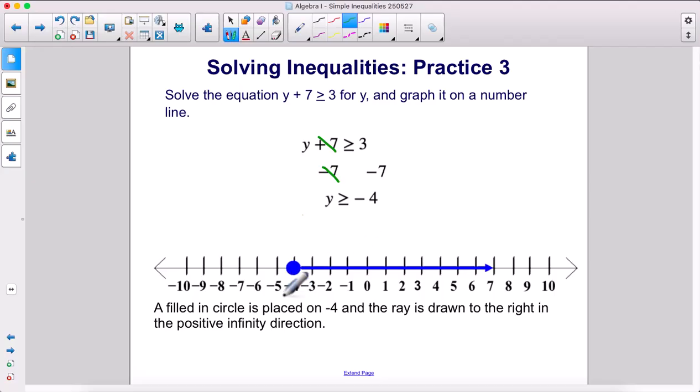So therefore, at negative 4 on our number line, we draw a closed circle, since negative 4 is in the solution set, because there's an equal sign here. Then, because y is greater than or equal to negative 4, we draw our ray pointing to the right towards positive infinity.